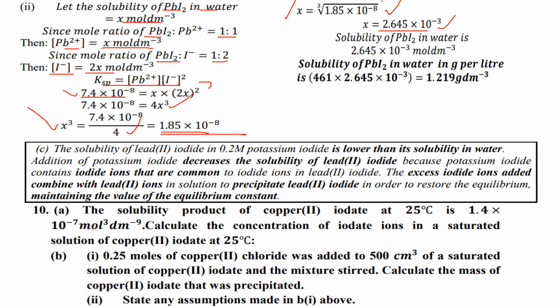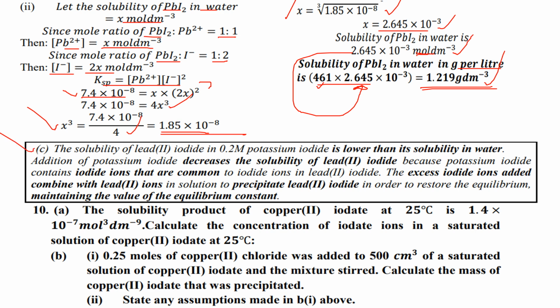And therefore, we conclude that the solubility of lead iodide in water in terms of grams per liter, we just need to make sure that we multiply the moles we have got by the RFM, or the molar mass that we calculated earlier on. So the solubility of lead iodide in water is going to be 461, which is the molar mass, so that you can convert these moles to grams, times the solubility, or concentration, that you have got. Solubility is the same as concentration. So it's going to be 461 times 2.645 exponential negative 3. And you're going to end up with 1.219 grams per decimeter cubed as your solubility of lead iodide in water in terms of grams per liter.